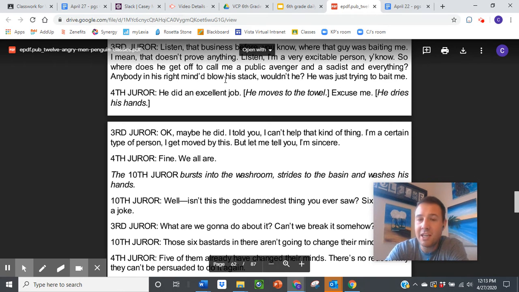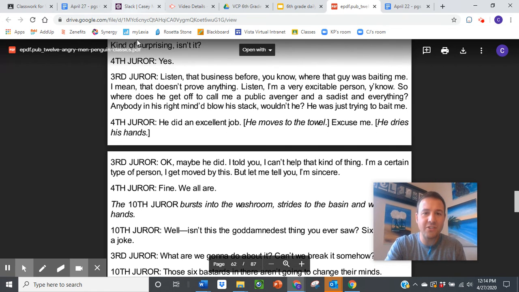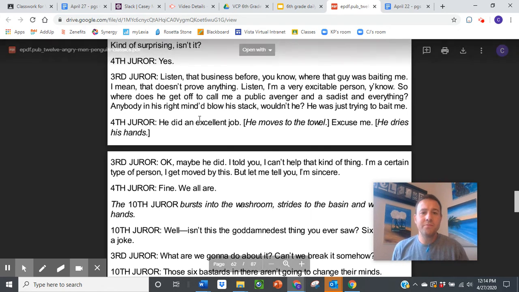The third juror, remember, was talking to the fourth juror about how he has a hot temper, and he's passionate about things, and he's trying to explain why he had that outburst. The first juror doesn't seem like he really wants to have a conversation with this guy. I'll start right here at the bottom of page 62.